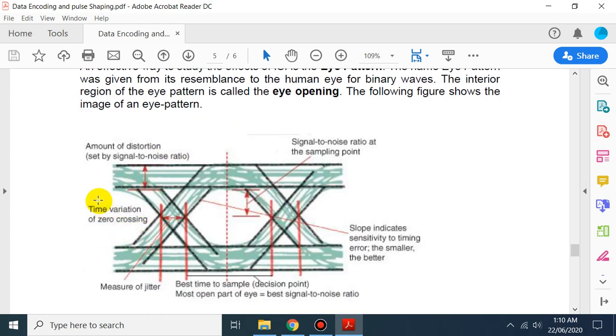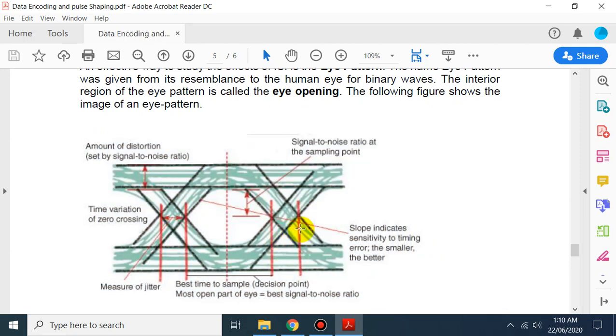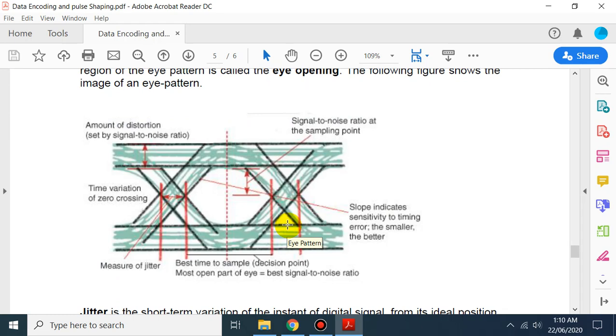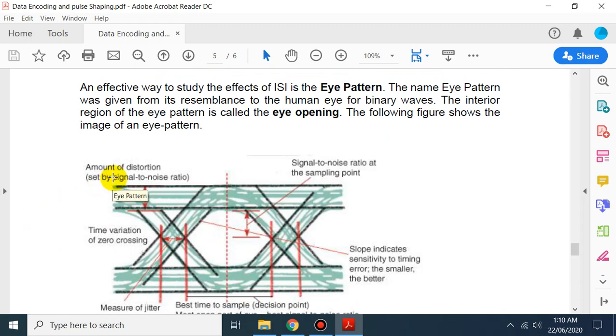You can see these represent the time variation of our zero crossings, and these are the amount of distortion that we are facing here, and this is the signal to noise ratio at the sampling point. The slope indicates the sensitivity to timing. When we study line codings and the other coding schemes, we're going to have a detailed overview of that as well.